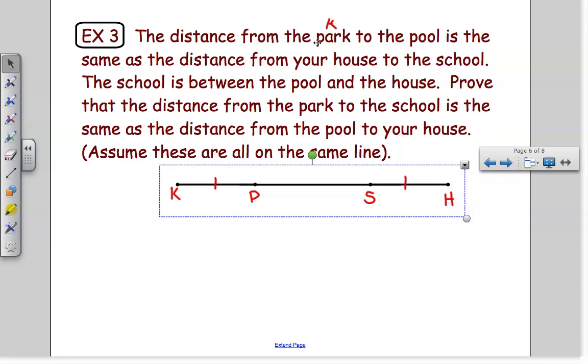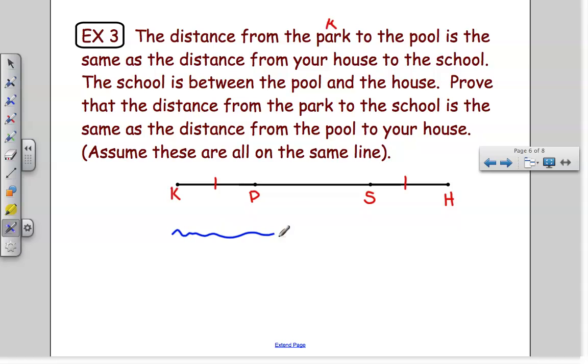Let's check this again. The distance from the park to the pool is the same as the distance from your house to the school, marked with congruence symbols. The school is between the pool and the house. Prove that the distance, okay, here's what I'm trying to prove: the distance from the park, remember park was K, to the school is the same as the distance from the pool to your house.